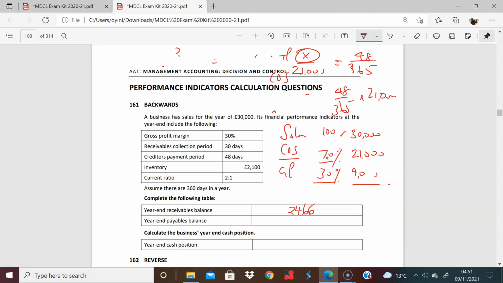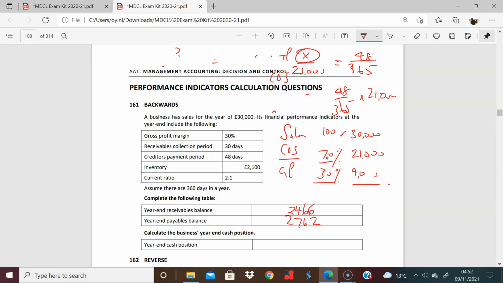48 divided by 365 times 21,000. Oops. 48 divided by 365 times 21,000, and that's 2,762. I'll just round that up. Okay, and then let's quickly finish off.